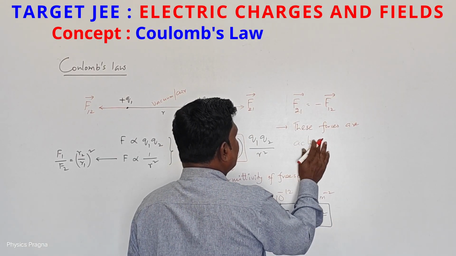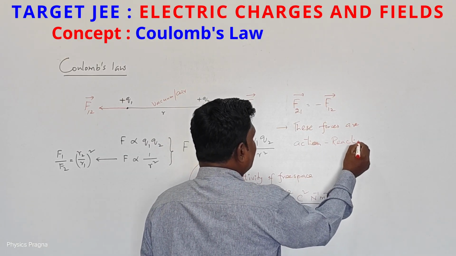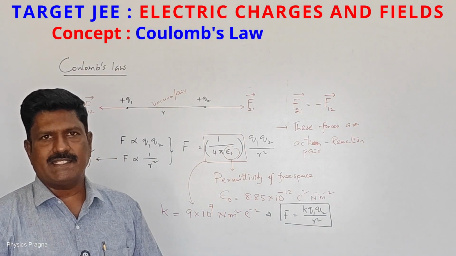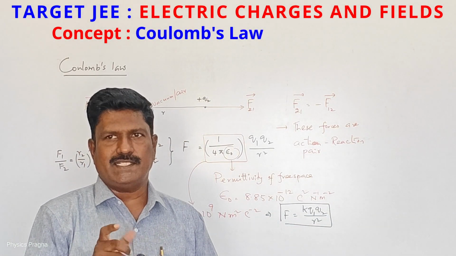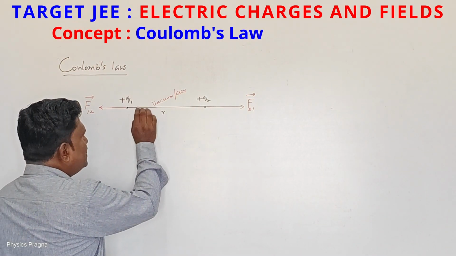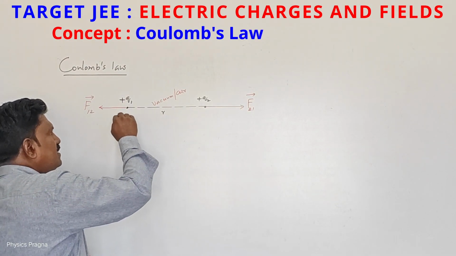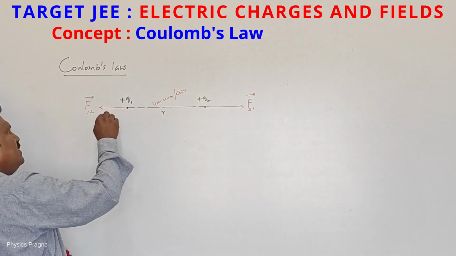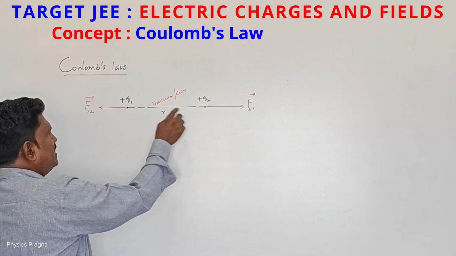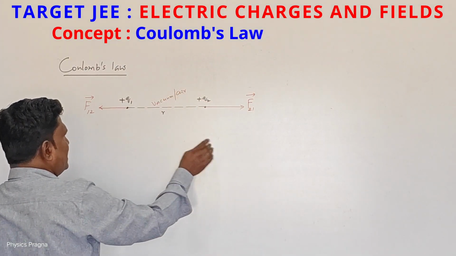So these forces are an action-reaction pair. In Newton's third law, for every action there is an equal and opposite reaction. See, these forces are acting along the line joining the two charges. So whether it is F21 or F12, they are acting only along the line joining the centers of the charges. They are not acting in any other direction.